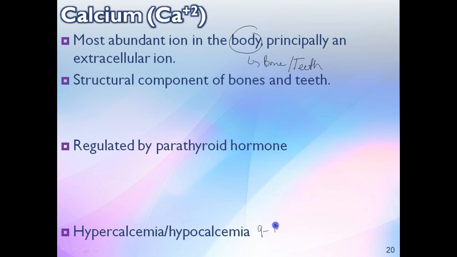It's 9 to 10.5 milligrams per deciliter, or in its ionized state, we use 4.5 to 5.5 milliequivalents per liter. Now, calcium has a variety of very important functions that you need to be familiar with. A lot of people jump to the importance of it in bone and teeth, and it is an important structural component, but its levels in the blood are more essential for regulating cardiac activity, muscle activity, and nerve activity.